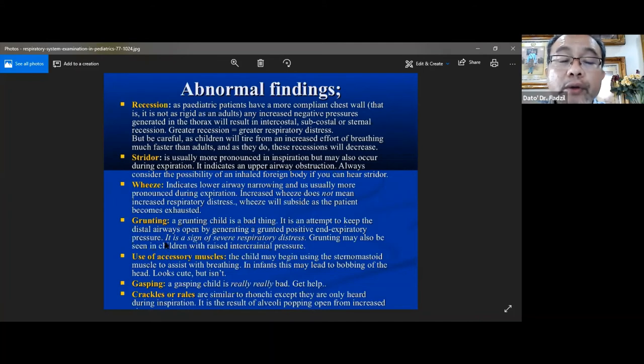Grunting occurs during expiration, not inspiration. Wheeze occurs at the end of expiration, while grunting occurs during expiration.